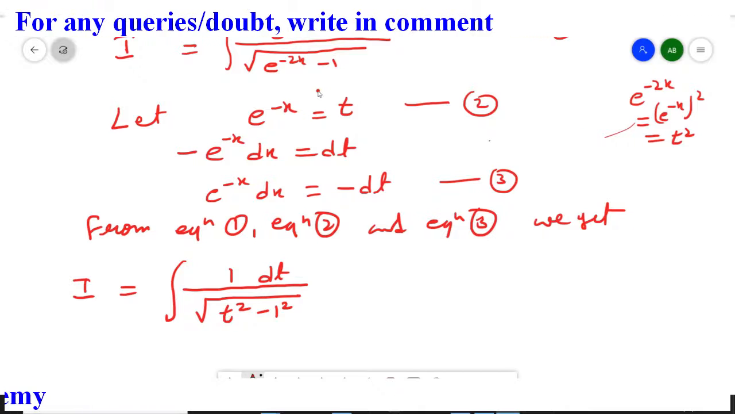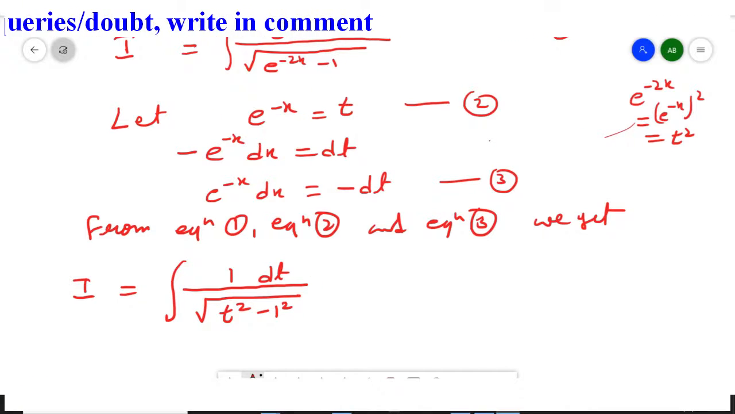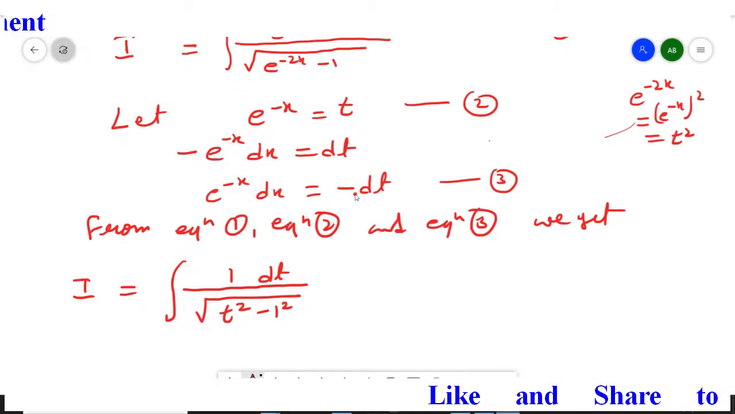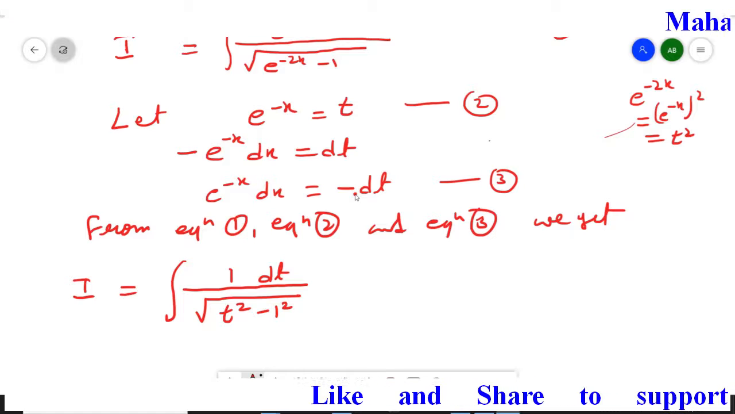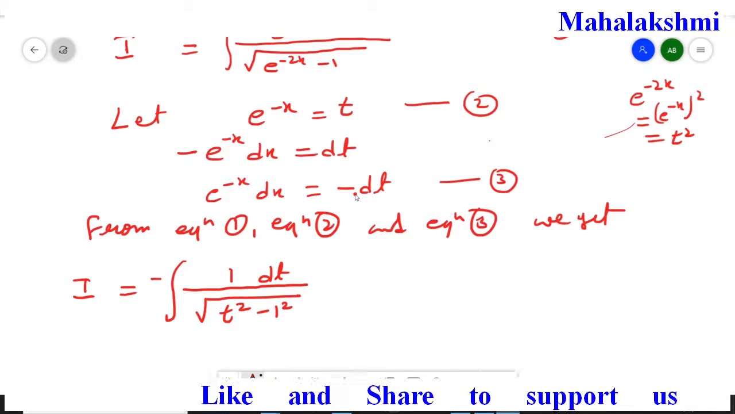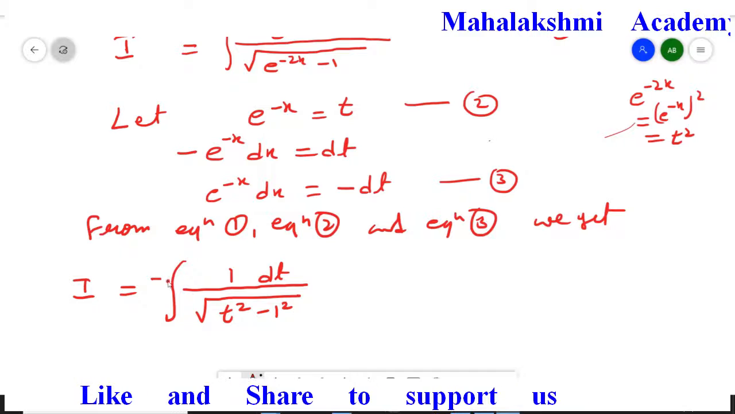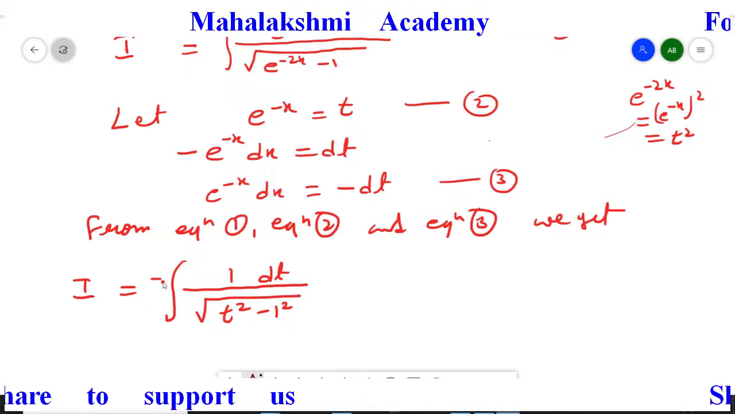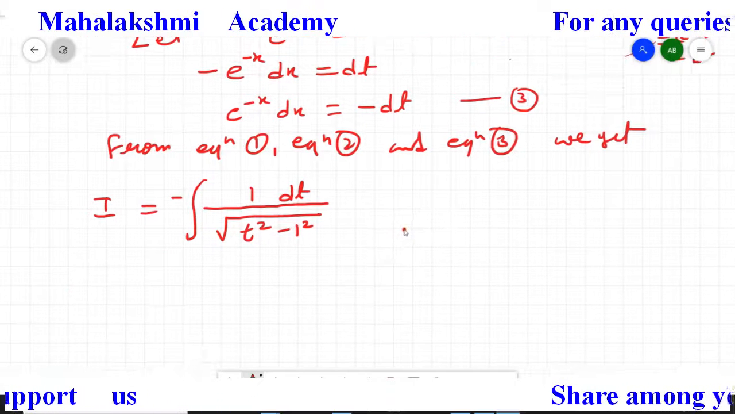T square, and 1 I wrote as 1 square, and this complete e to the power minus x dx is going to be only minus dt. So the minus sign I carry forward and write here, outside of the integration symbol. I hope it's clear to you where this minus sign came from. This minus sign came from here.